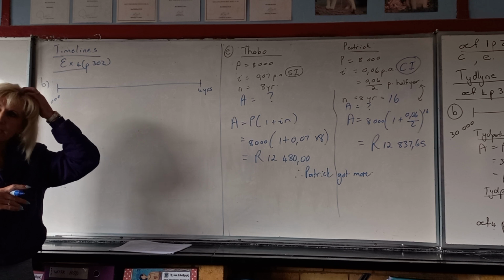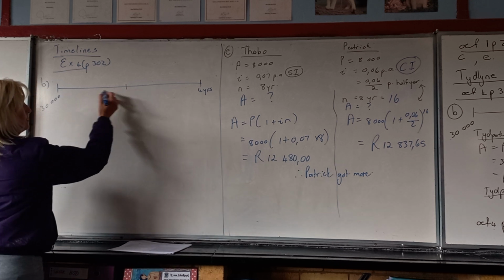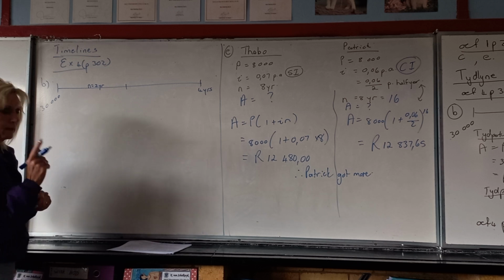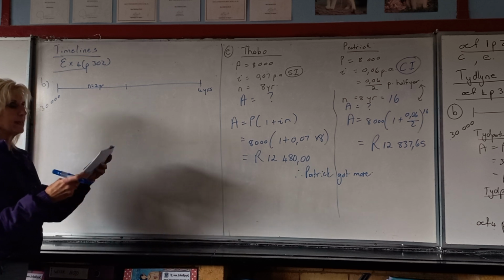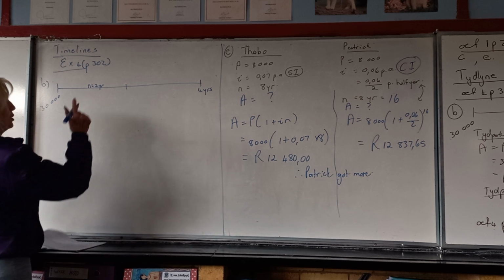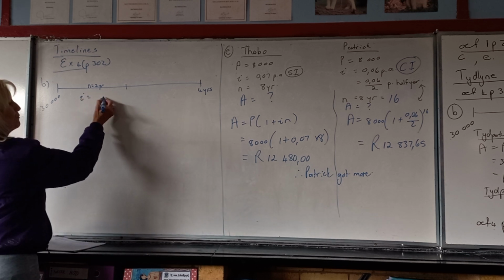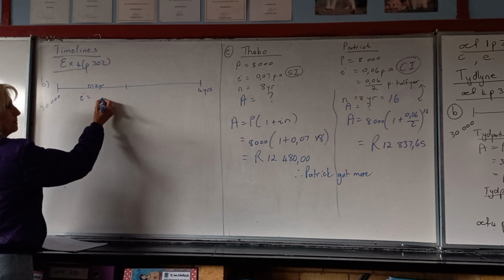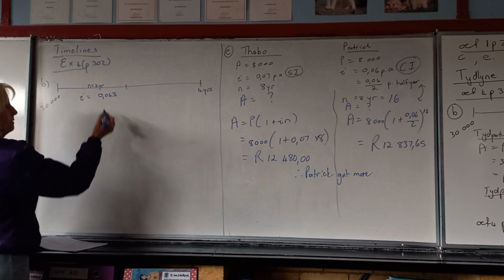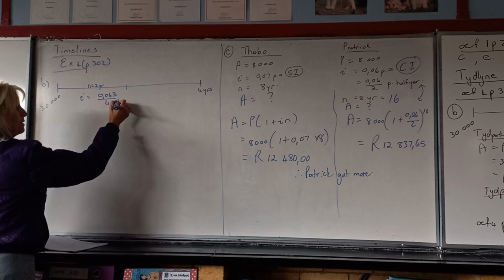The problem is, they said for the first 2 years, there was a certain interest rate, namely 4.3% compounded quarterly. So you must write here for yourself, i is 4.3%. What do I write? 0.043. Compounded quarterly, over 4. So this is per quarter.